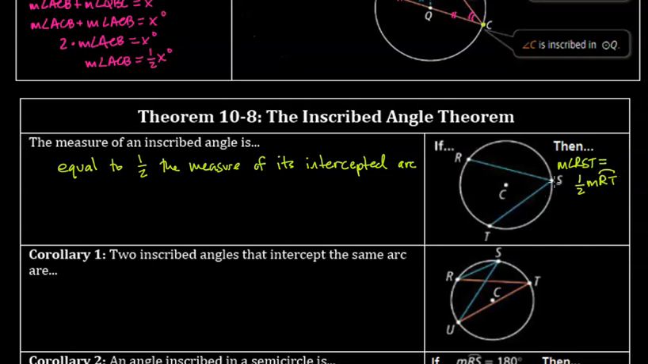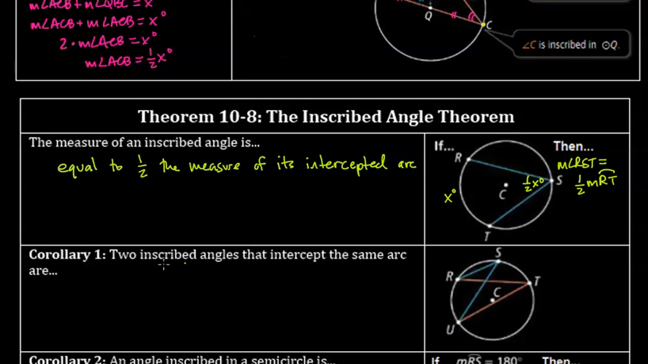Now remember, the measure of an arc is in degrees. It's describing what portion of the full 360 degrees of the circle that arc takes up. It's not the length of the arc, right? The measure of the arc is not how long it is. It's how many degrees it takes up of the full circle. So that's theorem 10-8. The measure of an inscribed angle is equal to half the measure of its intercepted arc. So in this picture here, if this was x degrees out here, this angle would be half of x degrees.